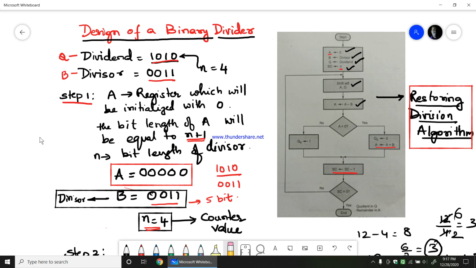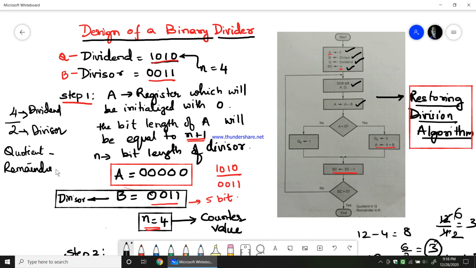That is the first thing. The second thing is we are going to utilize this algorithm and find out the solution. We know when we take any two numbers, for example in decimal, if we divide 4 by 2, the 4 is the dividend and the 2 is the divisor. When we divide 4 and 2, we get two results: one is the quotient and the other one is the remainder, right?